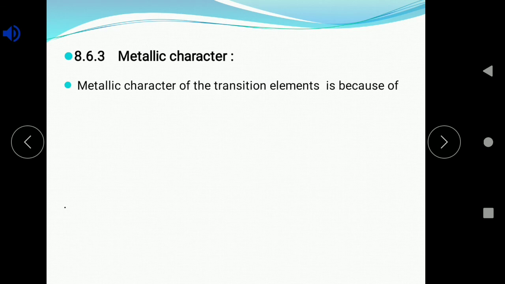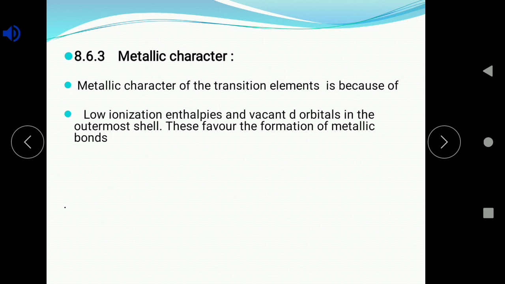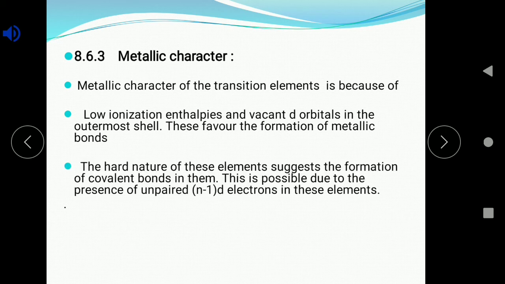Now the next property we are going to study is metallic character. As you know, the transition elements, all of them, are metals. That means they have lower ionization enthalpy values and they also have vacant d orbitals in the outermost shell. That means a larger number of unpaired electrons are there, and because of that all of these elements show metallic properties. Because of low ionization enthalpies and vacant d orbitals, the tendency to form metallic bonds is more in these elements.